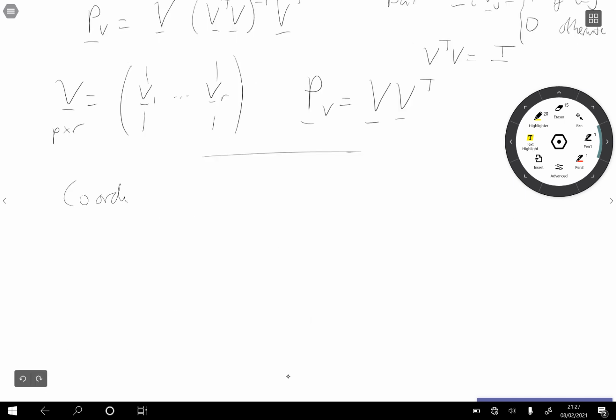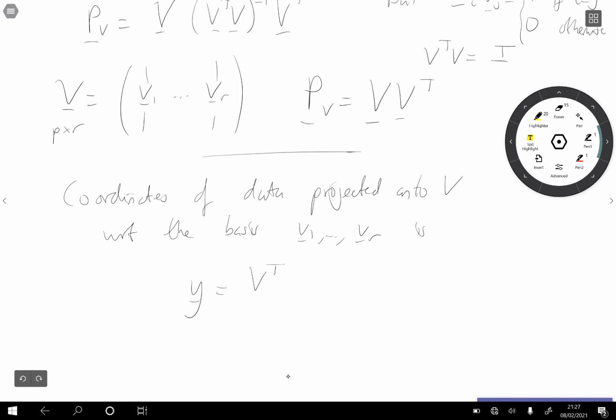So the coordinates of the data projected onto V with respect to the basis v1 to vr is just y, which is V transposed x. So we project each data point x, and we get the coordinates of that projection with respect to the basis vectors v1 to vr. It's just V transposed x. And we can do this for each data point, so yi is going to be V transposed xi.